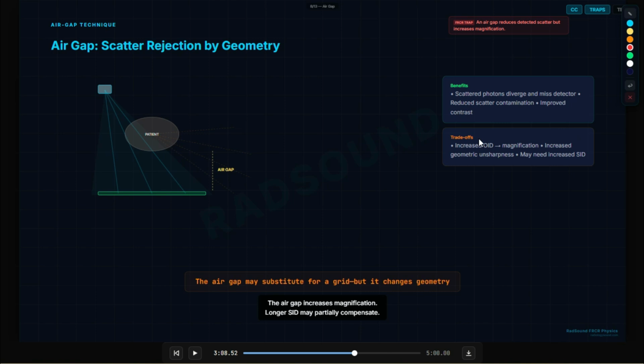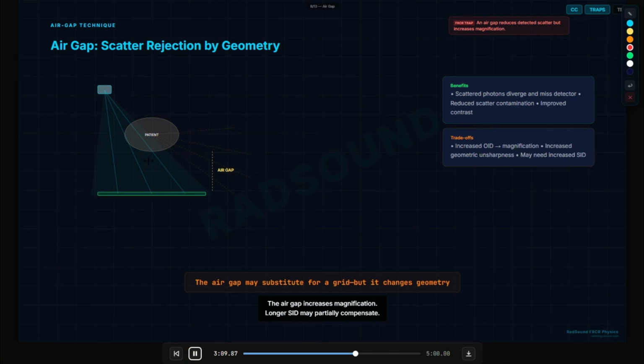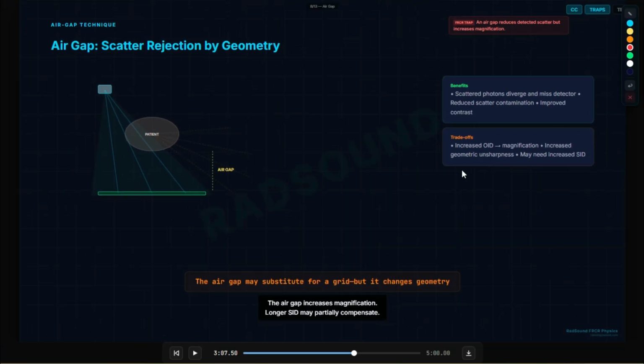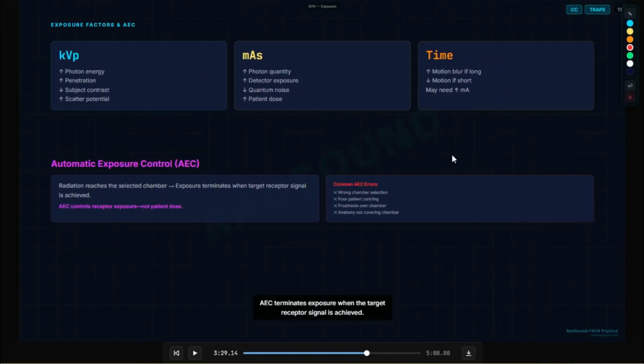increases object image distance. Increasing the object image distance means you are increasing magnification. Against the increased magnification, we may need to increase source to image distance, and in the end we may substitute the air gap for using a grid, but that will lead to a change in the geometry, exposure factors and automatic exposure control.